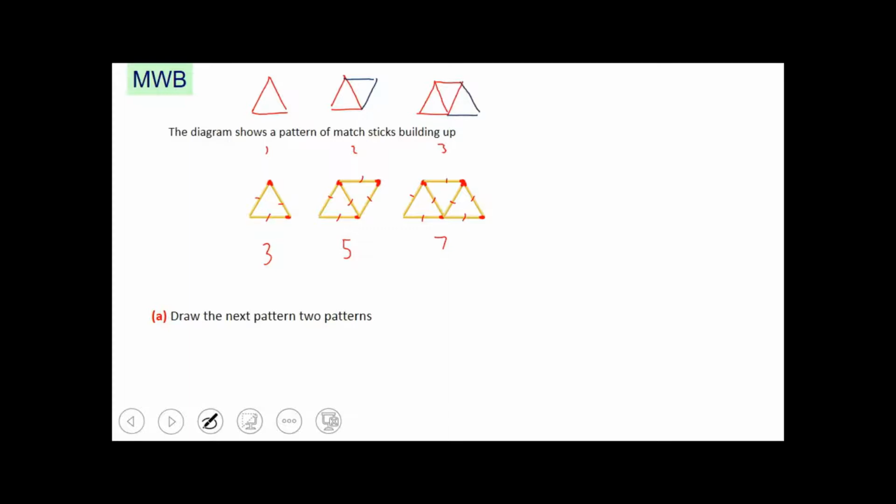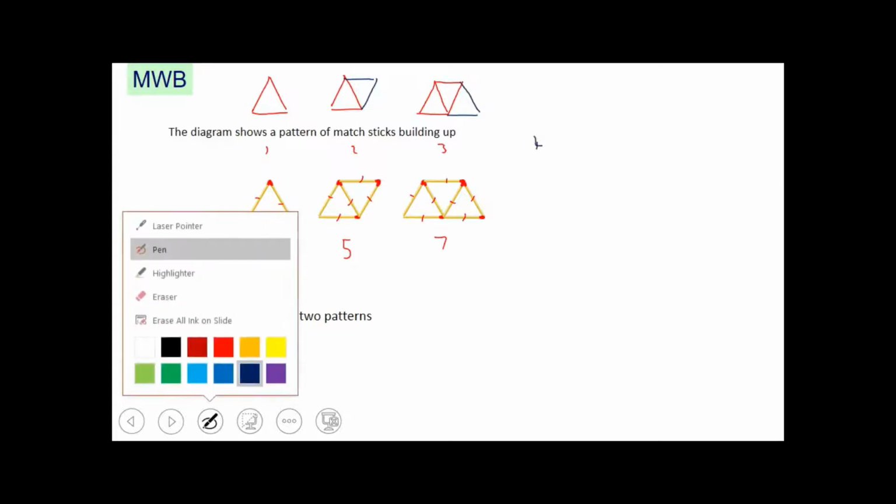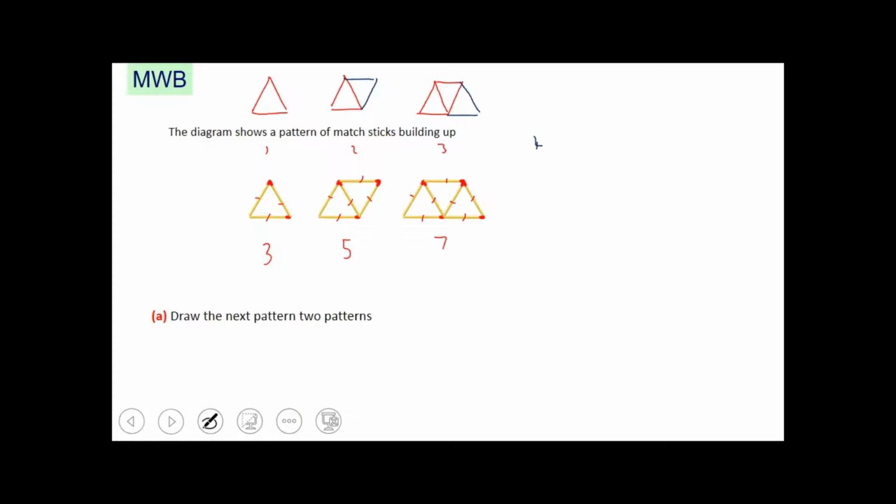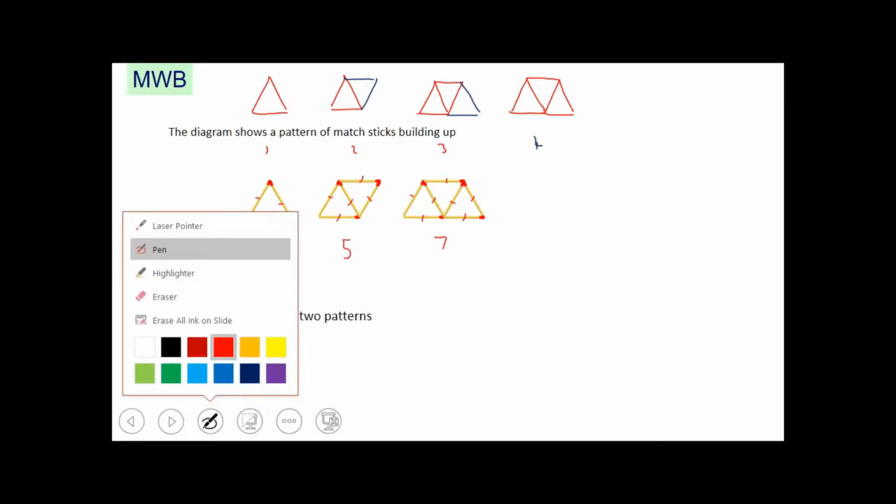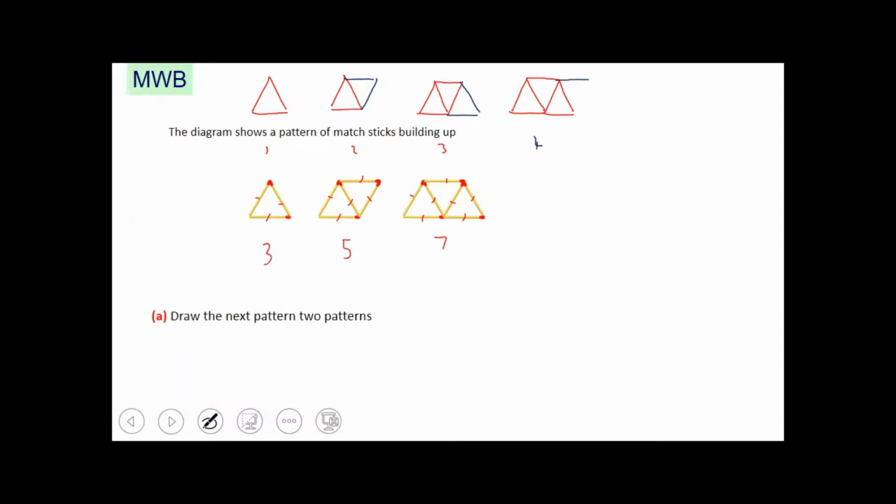Now, with my fourth pattern, all I need to do up here is make sure I've repeated my previous pattern, which is pattern number three. So I should have this as my previous pattern. Just need to copy that down. And all I'm doing now is adding two more matchsticks up there. So I've got one up here and one up there. And pattern number four, I've got nine matchsticks. And on pattern number five, I should have 11 matchsticks if I keep to the sequence.